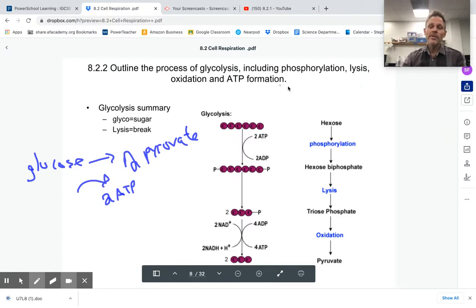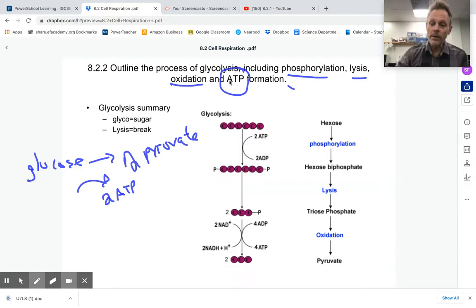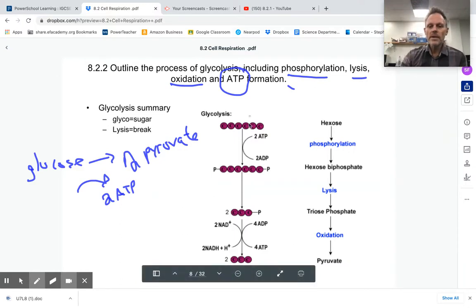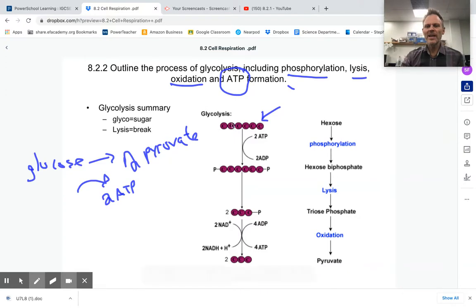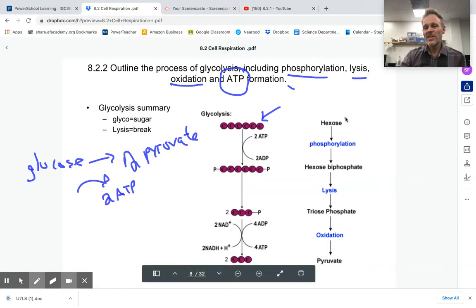So when we talk about this, they would like us to talk about there's 3 processes that happen. There's a phosphorylation step, there's a lysis step, and there's an oxidation step. And also this ATP part gets a little bit confusing. All right, so let's dig in. So here is our 6-carbon molecule. It's glucose, but it's been stretched out into a straight line, and they just call it hexose.